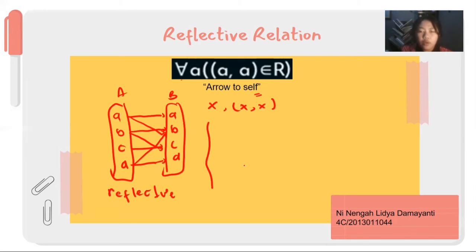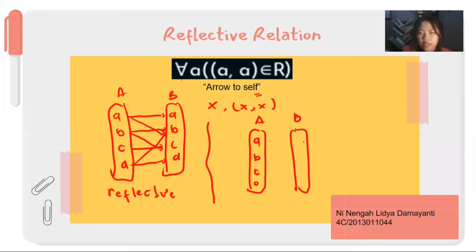And then how does a non-reflexive relation look? Okay, so we take the same example, set A and set B, with the same members a, b, c, d, and draw an arrow from a to a, b to b, and c to c. This is called not reflexive, because there is no arrow from d to d.